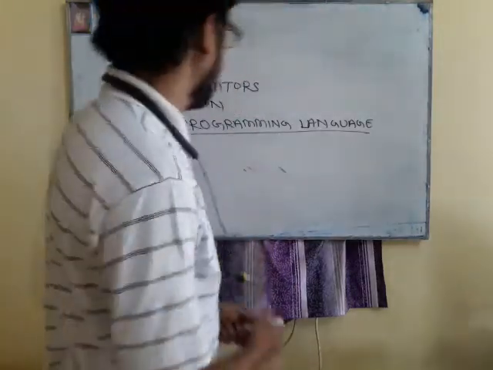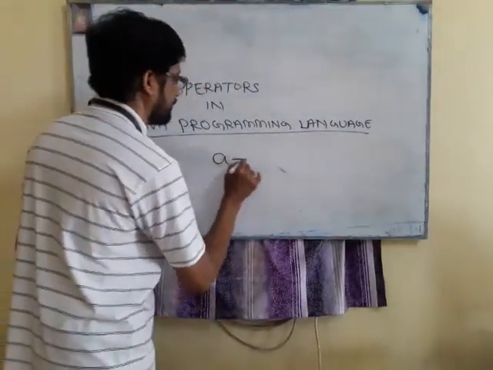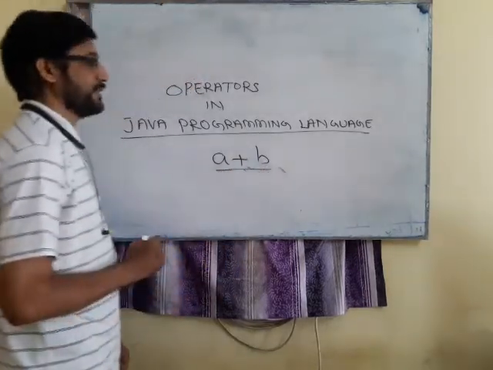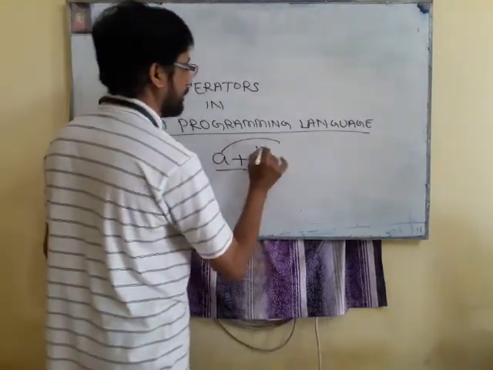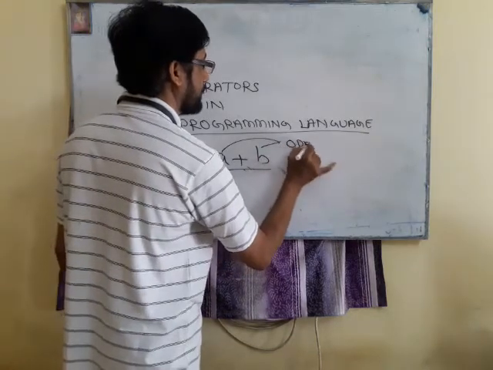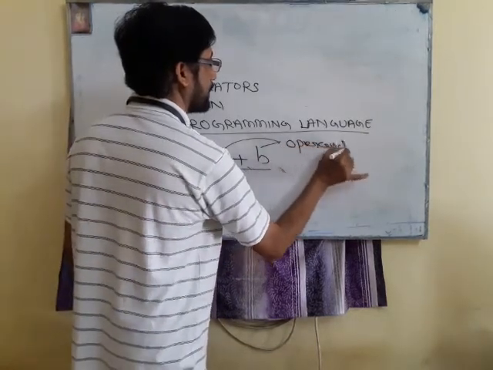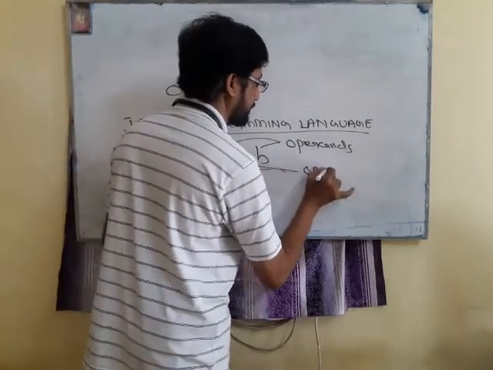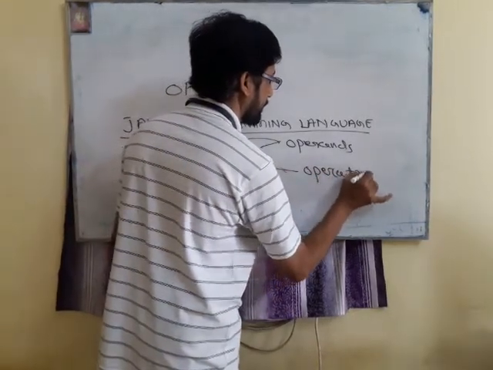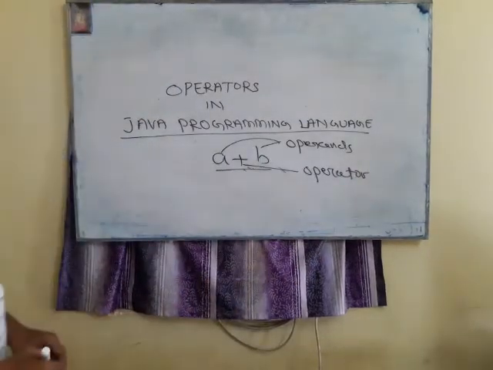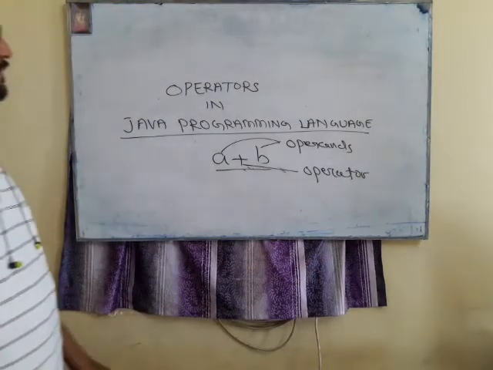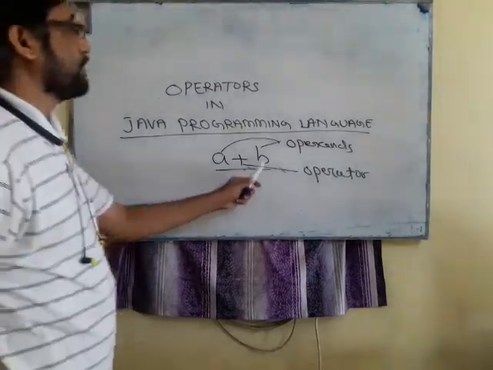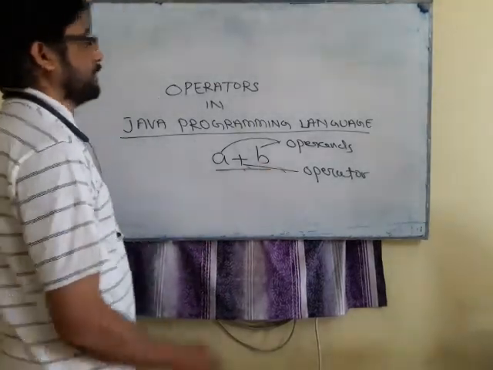If we take the example a plus b, a plus b is an expression. In this expression, a and b are the operands, and the plus sign is the operator.